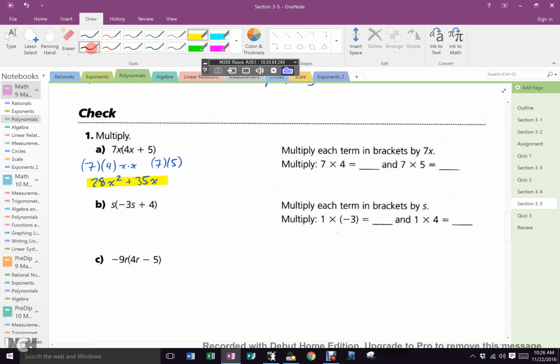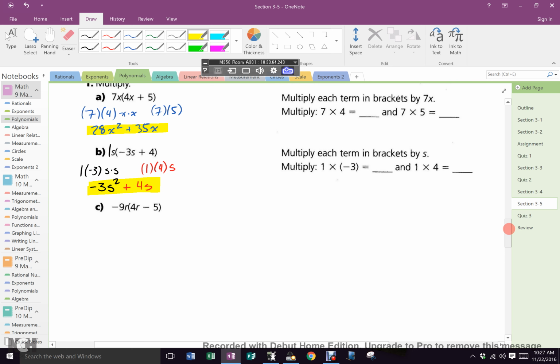What is the number in front of that s, though? 1. So the first one is going to be what times what? 1 times negative 3 and s times s. So what's that? That would be negative 3 s squared. And then what's the next one? That would be 1 times 4 and s, just an s. So that's positive 4s. Everybody good there?